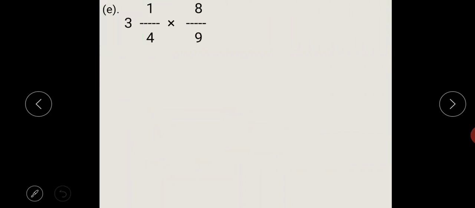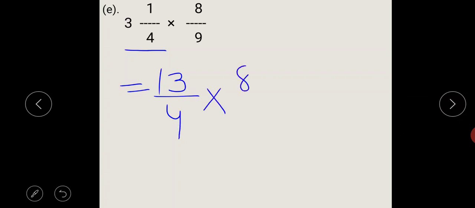Part E is multiply 3 and 1/4 multiply 8 by 9. So first of all convert this mixed number into an improper fraction. So 4 3s are 12. 12 plus 1 is equal to 13/4. Multiply by 8/9. Now we can reduce this into simplest form.